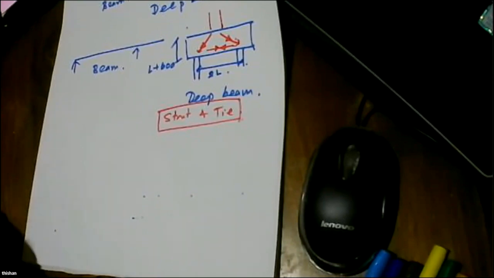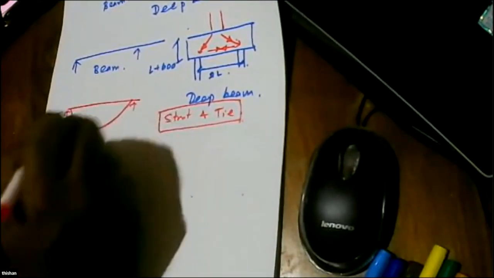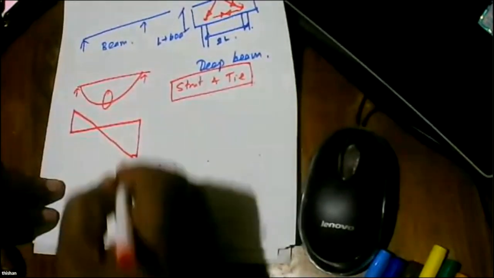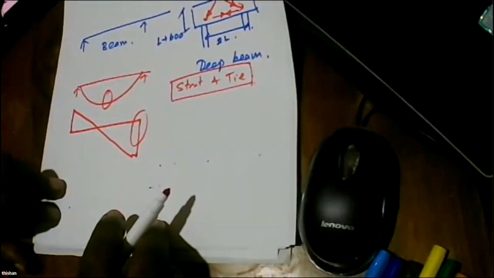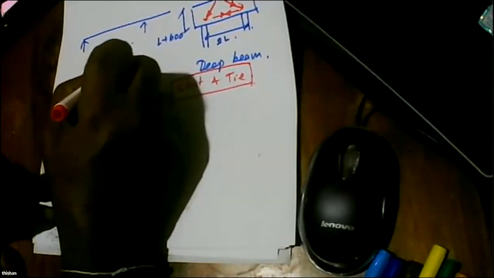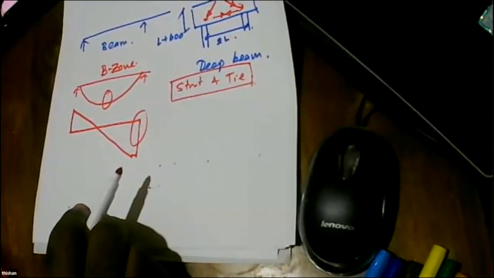If you look at a beam, simply a beam, bending is here. So when bending is critical, shear is here. When shear is critical, bending is here. So only one action is predominant. The other one is not very predominant, right? So we say it is a B section, B zone. Why? Because when bending is predominant, shear is not very important, right?